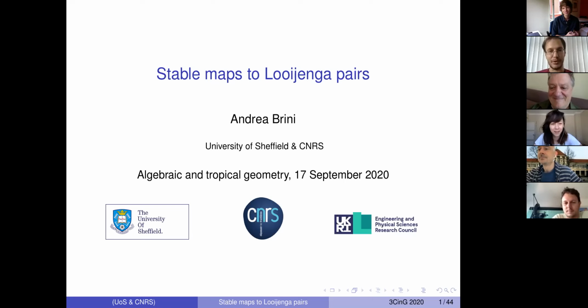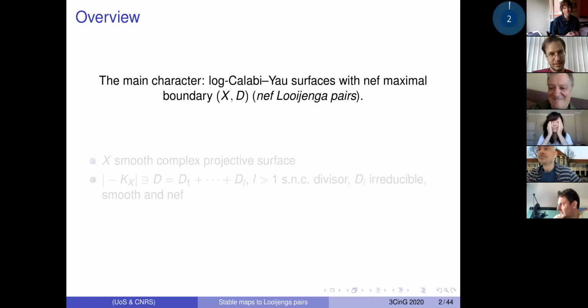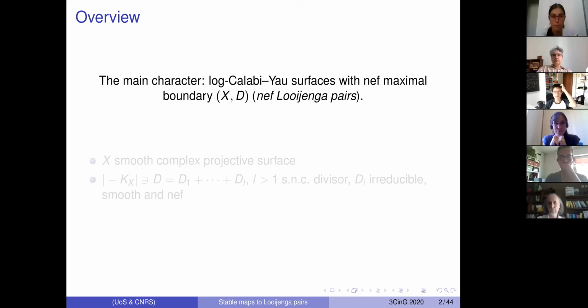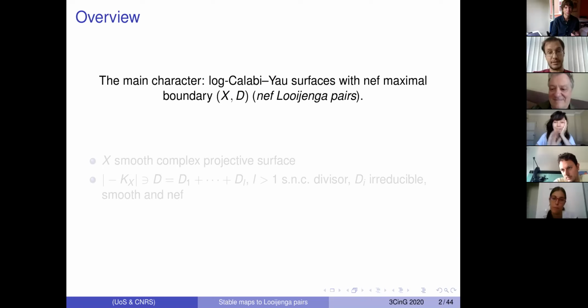So what is the talk about? Yeah, so let me explain the title. The main character throughout this talk will be log Calabi-Yau surfaces with nef maximal boundary (X, D). I'm going to shorten this long phrase by just calling them nef Looijenga pairs.